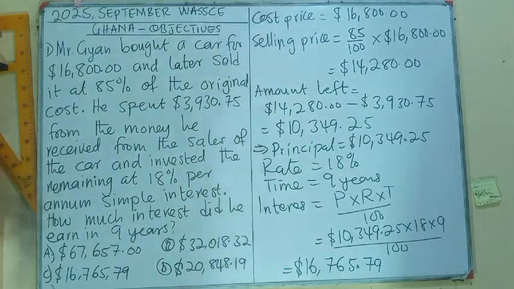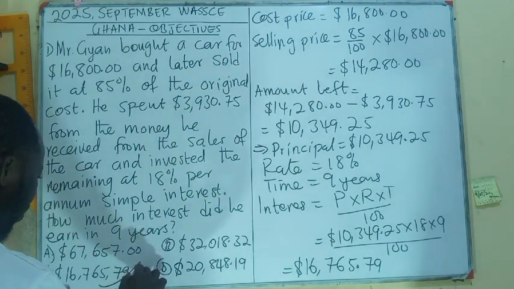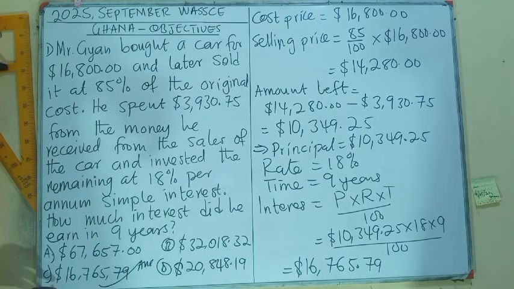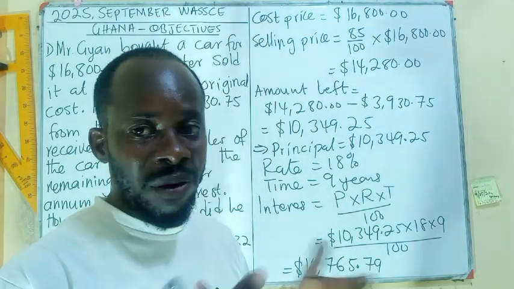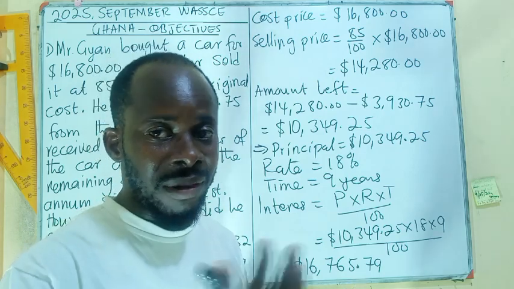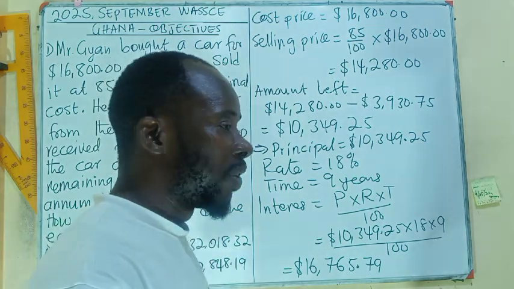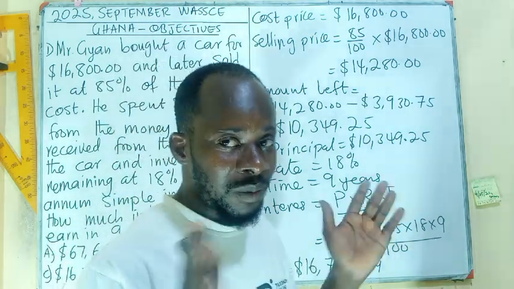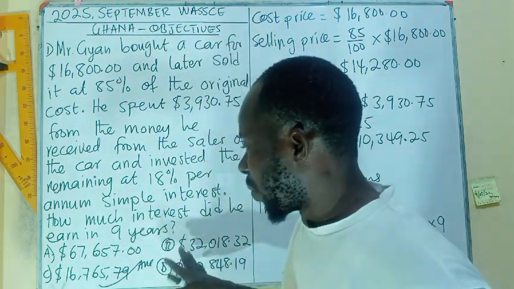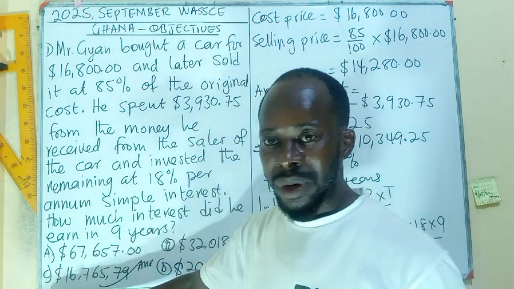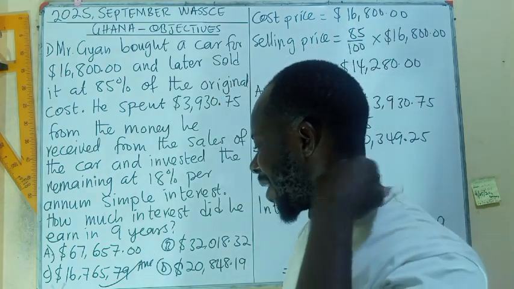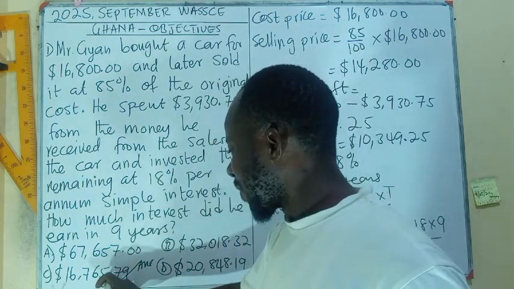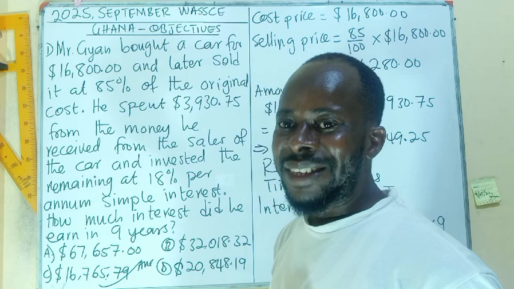And if you look through the possible answers, the possible answer is going to be option C. If you check that on the question paper, it could be on different options since we are doing serialization of the possible answers, but the question is the same. The possible answer is what will change, but the solution is $16,765.79.